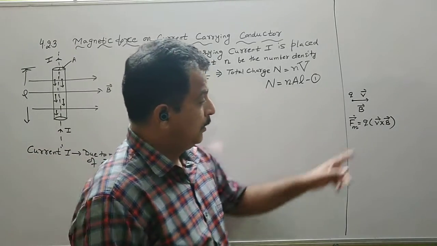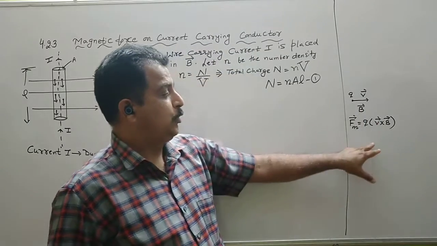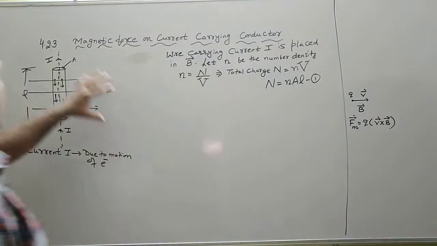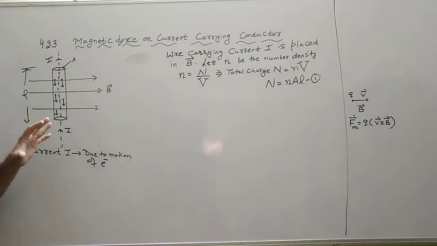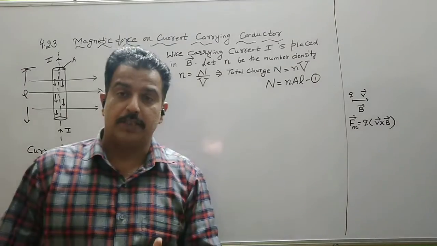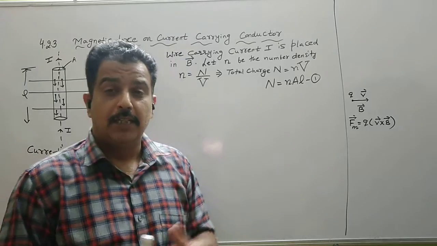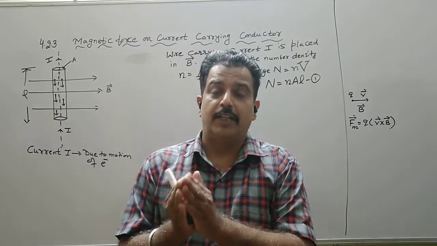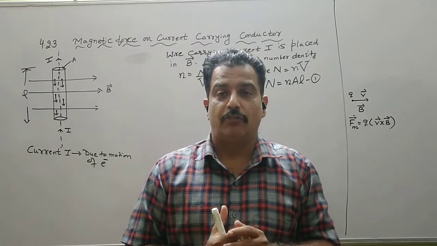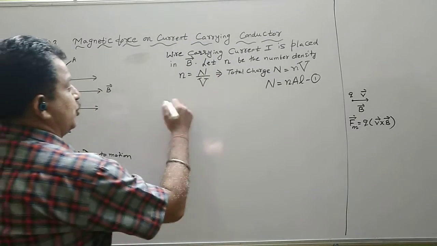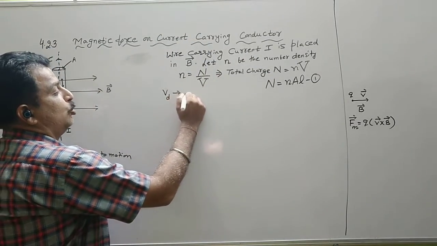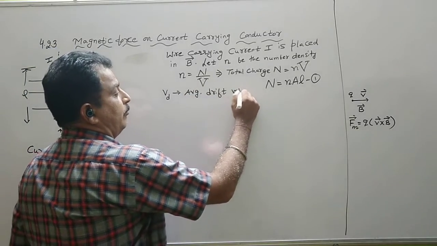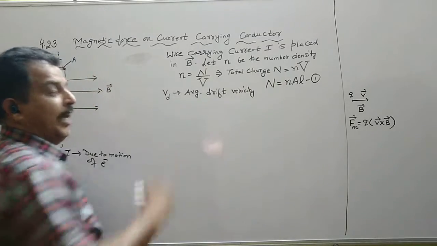Now here, this v, in the earlier situation, v was the velocity of a charged particle, which was a single particle. Here we have a number of charged particles, so we assume v to be an average drift velocity. We know the concept of drift velocity: it was the average velocity by which an electron drifted from one end to another end in the presence of an electric field. So we assume vd to be the average drift velocity of the total charge.